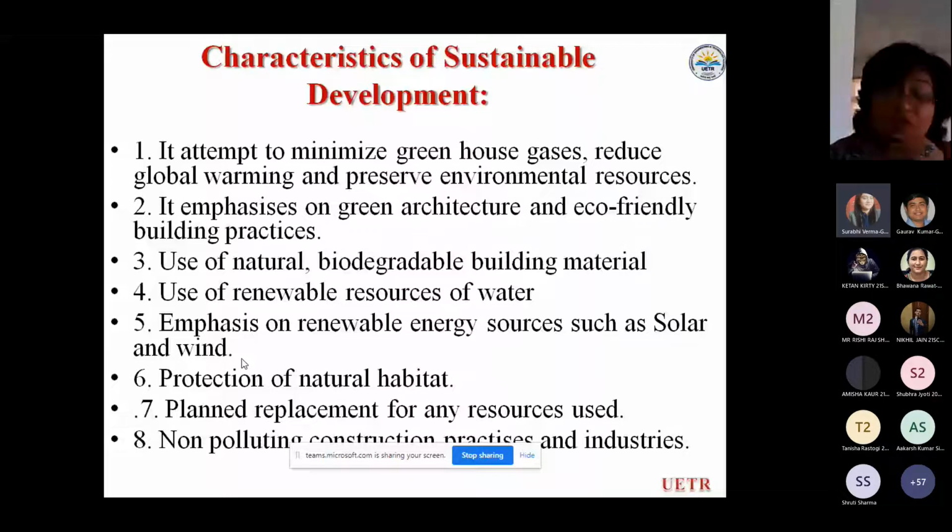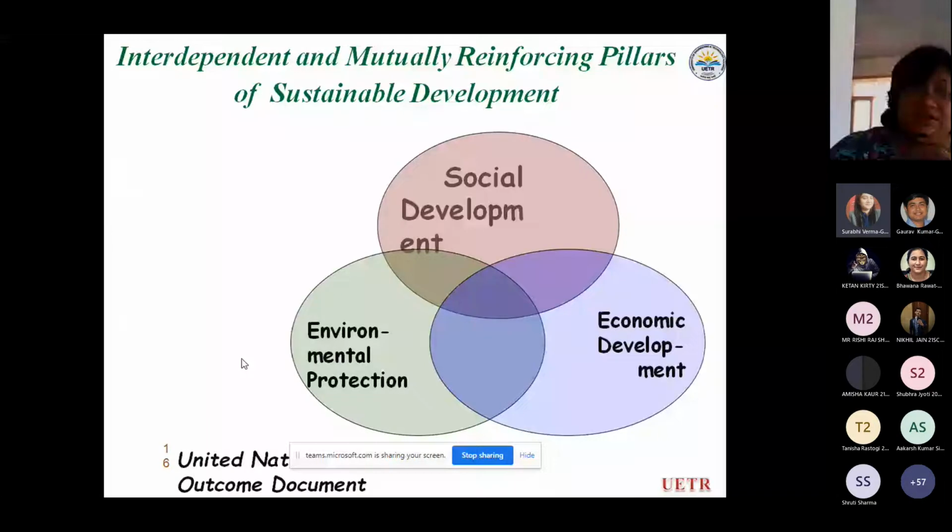Emphasize renewable energy resources such as solar and wind energy. Protection of the natural habitat. Plant replacement for any resources used, and non-polluting construction practices and industries. So these are the interdependent factors: social development, environmental protection, and economic development.